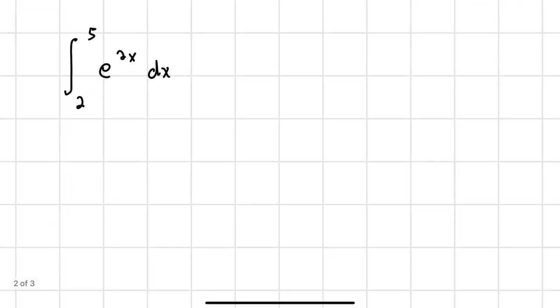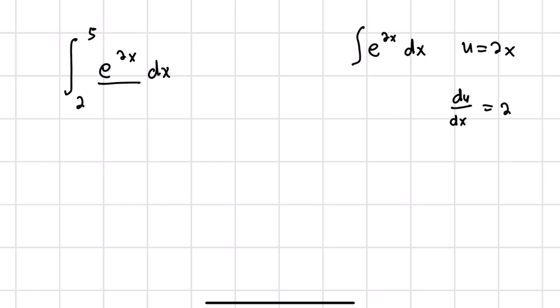In our next example, we have the integral of e to the 2x with bounds from 2 to 5. So first, let's find the antiderivative of e to the 2x. And we're going to use u substitution here. So u is going to be equal to 2x, and the derivative of 2x will be equal to 2. And then let's rearrange everything. So we have du over 2 equals dx.